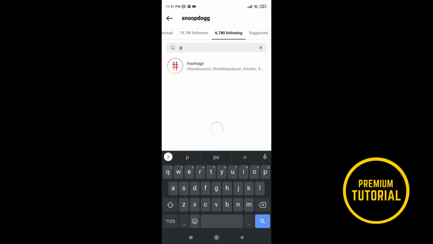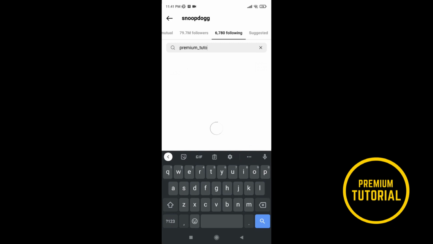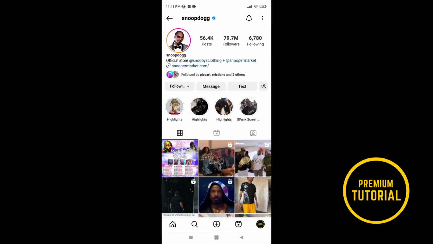And type your nickname. If you don't see your profile, that means this account doesn't follow you on Instagram, and you are finished. And unfollow him.